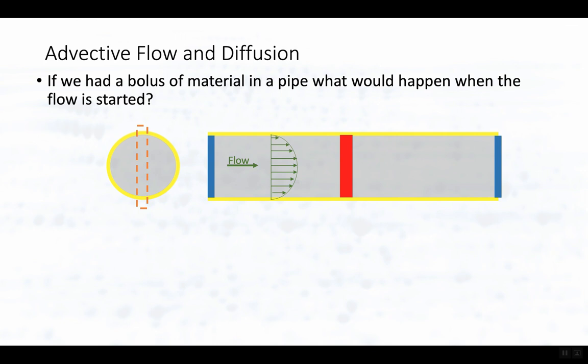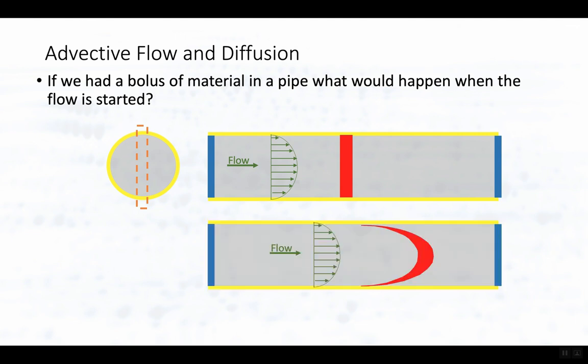Well, if all the fluid in the pipe is moving at that velocity, then that bolus has to deform. The material will move fastest at the center of the pipe and won't move at all if it's adjacent to the wall. So we get this classic kind of bullet shape.